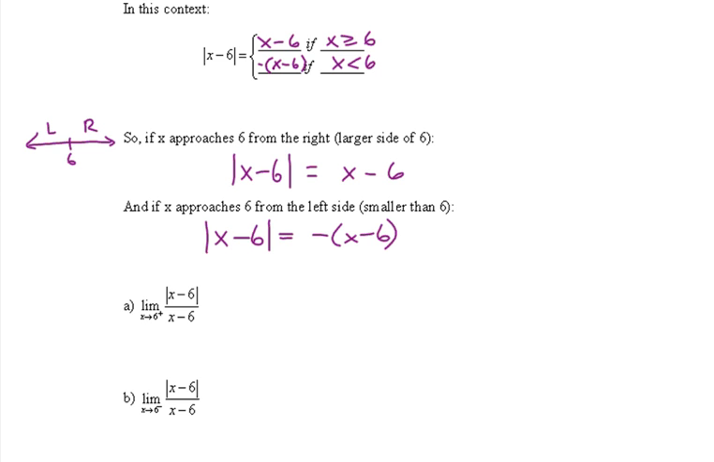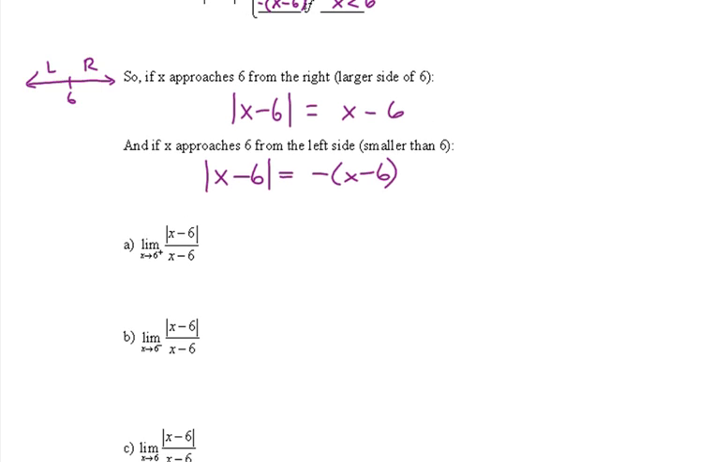Okay? All right. So now let's approach it from the right using this that we've already used. From the right, it's just x minus 6. From the left, we'd have to multiply by -1. So from the right-hand side, do we actually need these absolute values? No. So it's just the limit as x approaches 6 from the right of (x minus 6) over (x minus 6), which equals 1.